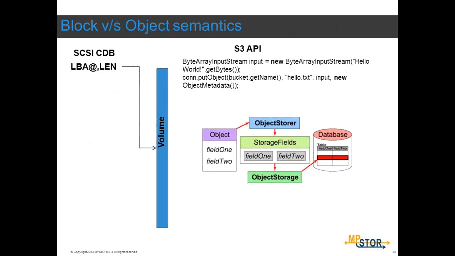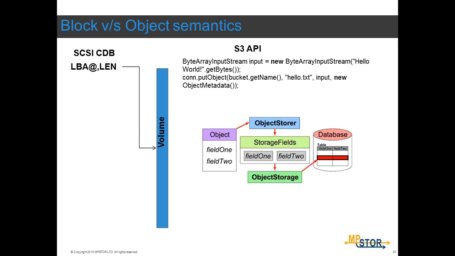So where do some of those limitations come from, or where do some of those performance hits come from? Well, the first thing to remember is block versus object semantics: the semantics of using an object store are very, very different from using block storage. Block storage is a very elemental type of storage upon which, in fact, object stores are built.